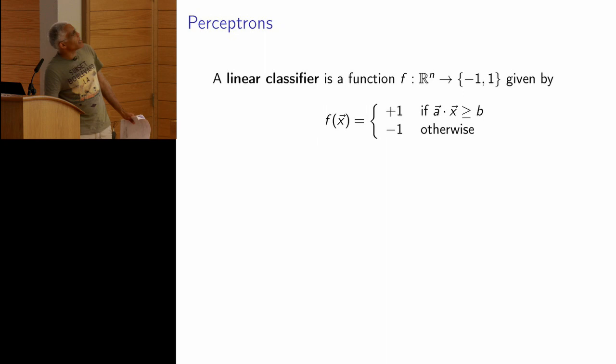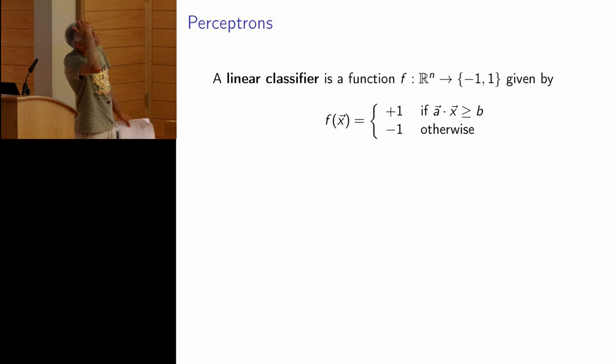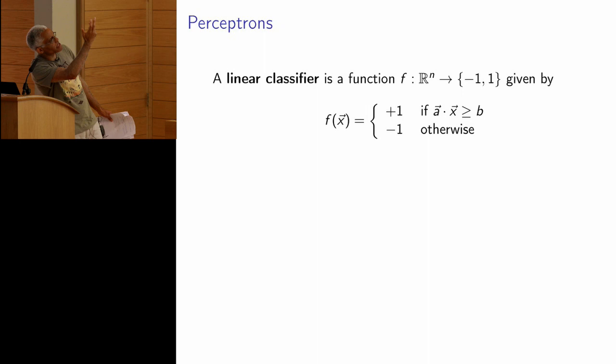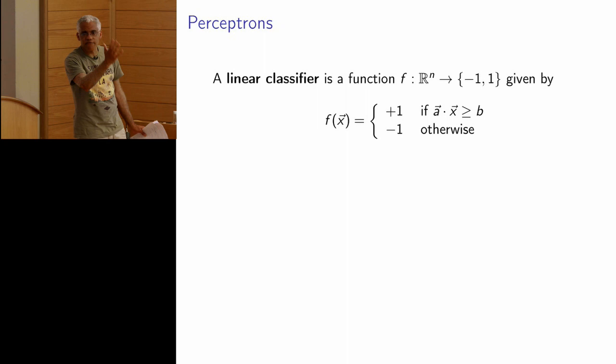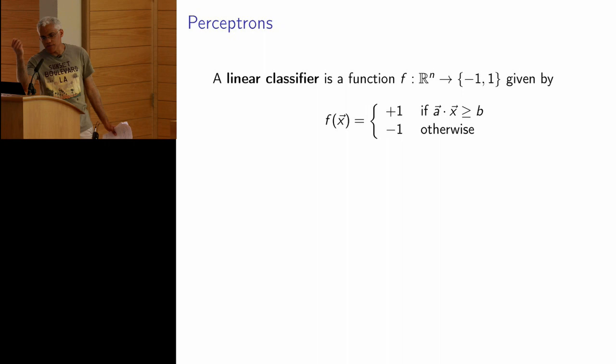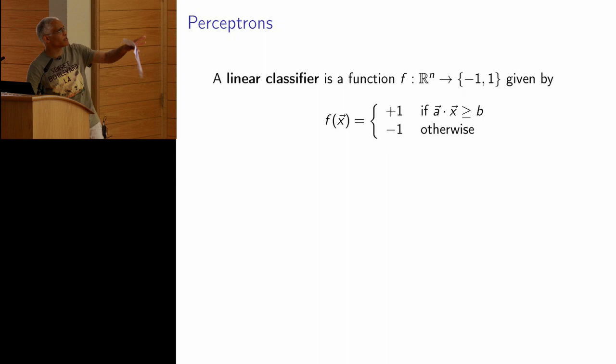So there's the so-called perceptron, or less colorfully, a linear classifier. A linear classifier is a function from R^n to {-1, +1}, given as follows. There's a given vector a and a constant b. f maps to plus 1 if a·x is greater or equal to b and minus 1 otherwise. If you're viewing this as a set, it's a half space in R^n. So f is saying you map to plus 1 if you're on one side of this hyperplane, and minus 1 if you're on the other side of the hyperplane with normal a.